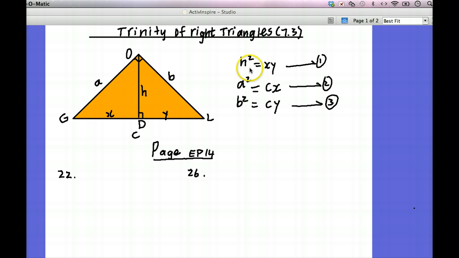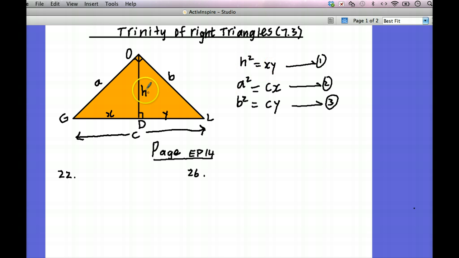Now there are three equations governing the relationship between the altitude, this is the altitude, and the various segments, whether it's a leg, this is an overall leg, or this one. And we have C here, which is the overall hypotenuse of the right triangle. So that's our C. These are the three equations, and you're going to have to learn these and discern properly when to apply each. Here is the first one.